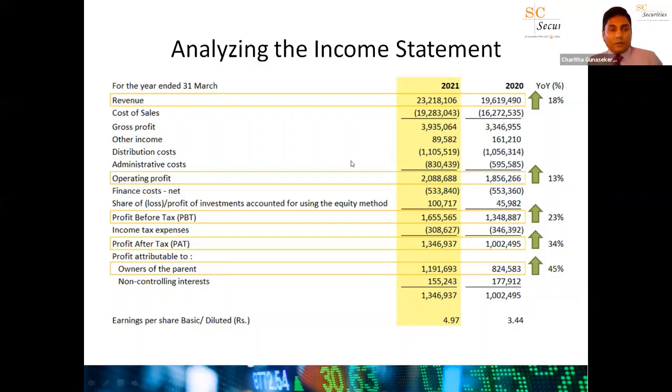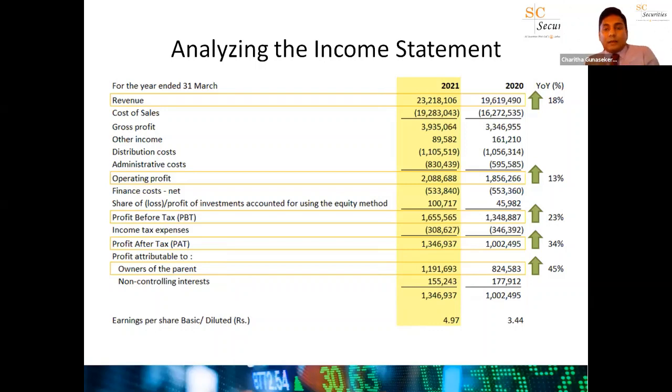So it need not always be the profit figures. In a vertical analysis, you can calculate any figure in the income statement with respect to a particular base figure. For example, you calculate the administrative cost as a percentage of revenue, right? If you calculate in this company, it has been 3.6% in 2021. In the previous year, it has been 3%. So that means compared to the revenue growth, the increase in administrative cost is higher. That is why when you calculate administrative cost as a percentage of revenue, it has increased from 3% to 3.6%.